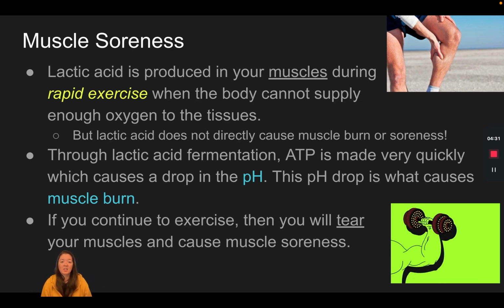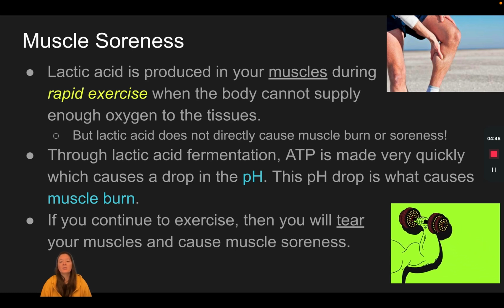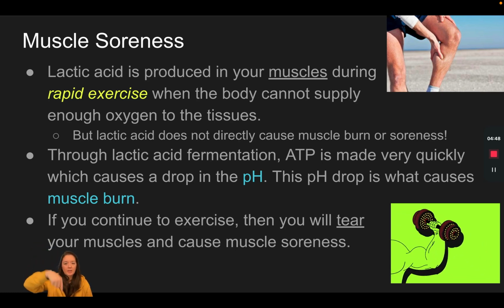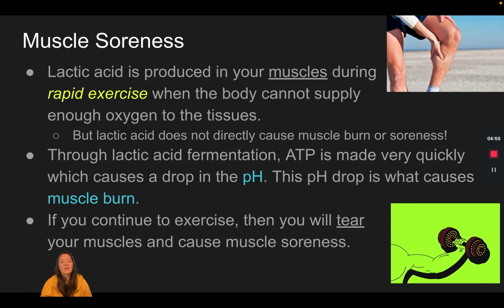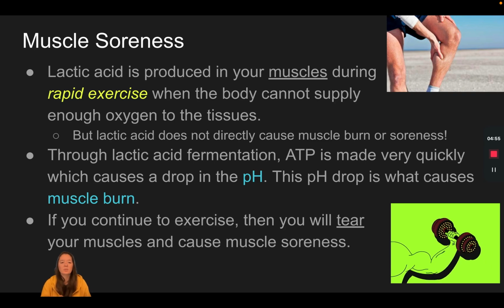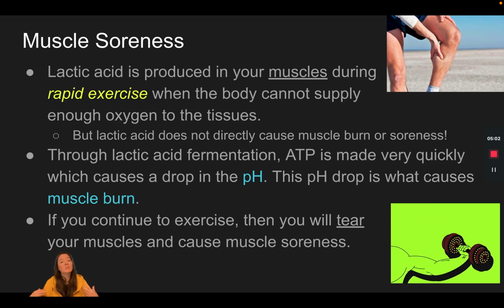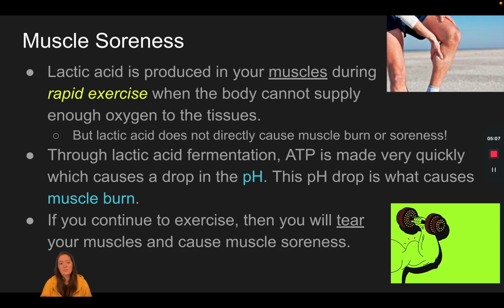Lactic acid doesn't directly cause muscle burn, but it does create that sort of soreness feeling. When we go through lactic acid fermentation, ATP is made very quickly, but that causes a drop in pH. And when we go down in pH, that means it's acidic. And we feel that. When we start getting acid, it burns, which is why our muscles start to burn. As you continue to exercise, you will tear your muscles, which is good. That's how we build up more muscle, little micro tears, but it also causes that muscle soreness.